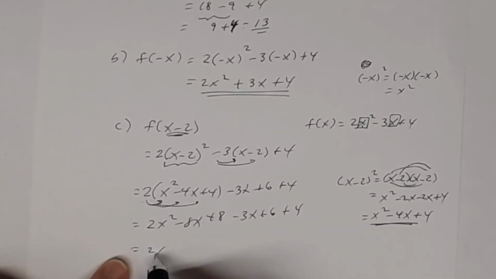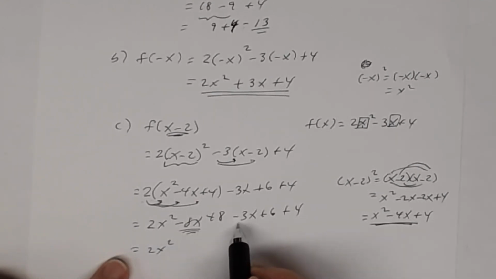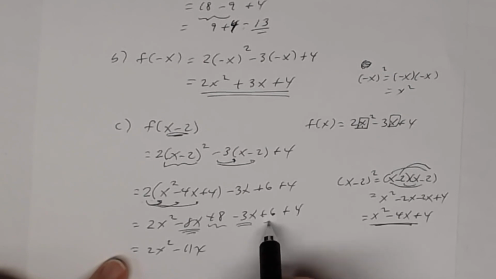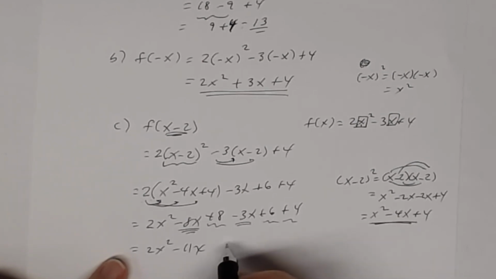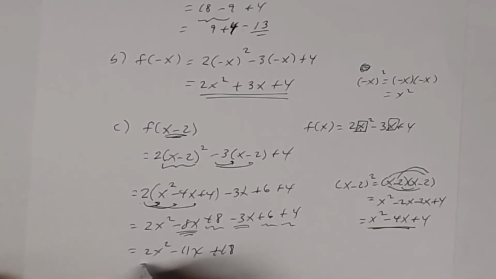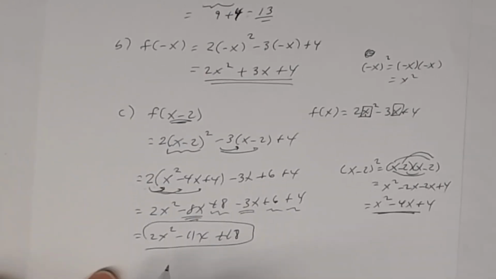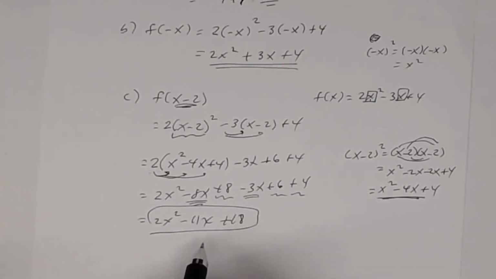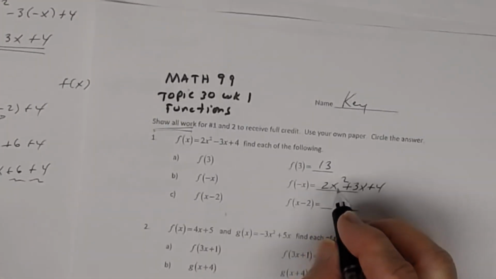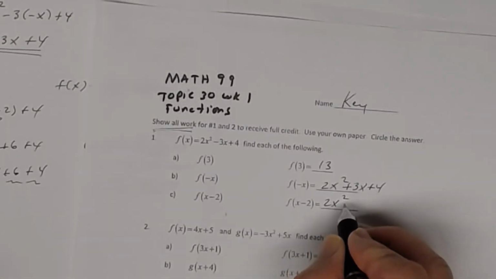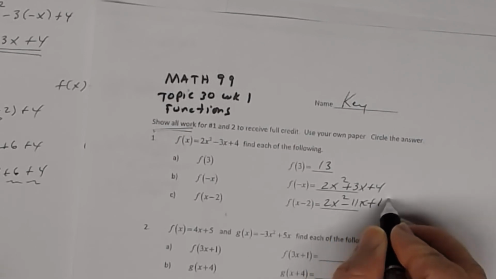So 2x squared, I have a negative 8x and a negative 3x. So that's going to be a negative 11x. And then I have 8 plus 6 plus 4, which will give me 18. And so there's the answer. So f of x minus 2 will be this expression right here. So that is letter C. So I'm going to get 2x squared minus 11x plus 18.